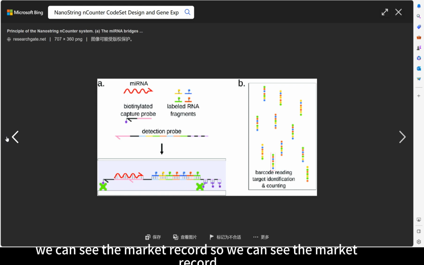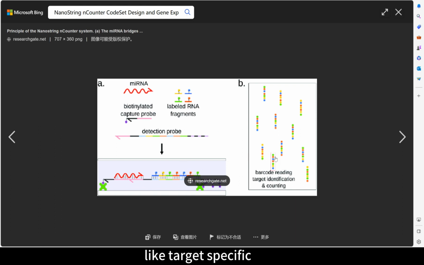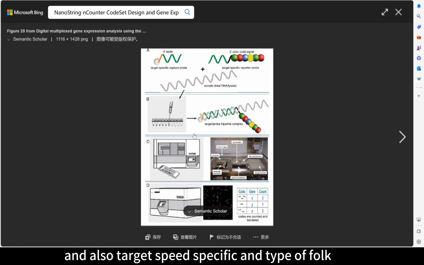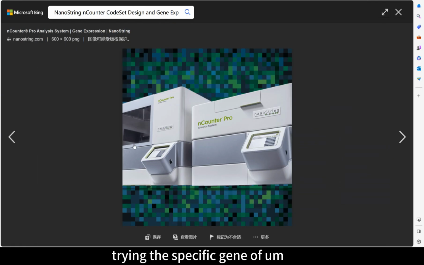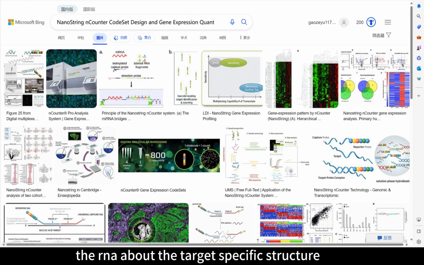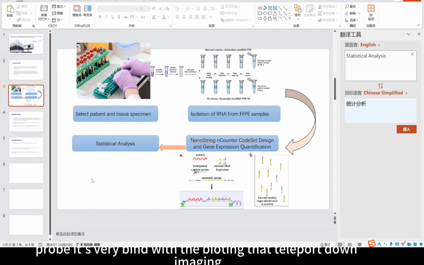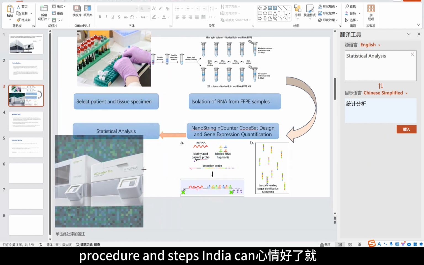So here we can see the molecular barcode idea. It comes from two parts of the complex: the target specific reporter probe and the target specific capture probe. The barcode works on identifying the specific gene of the RNA, but the target specific capture probe is bound with biotin that helps with the imaging procedure steps in the nanostring technology.